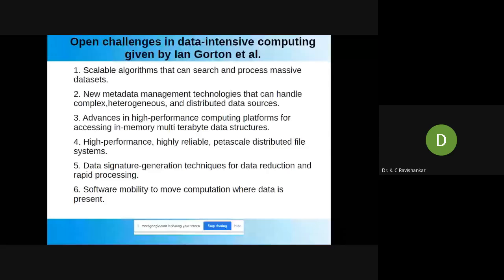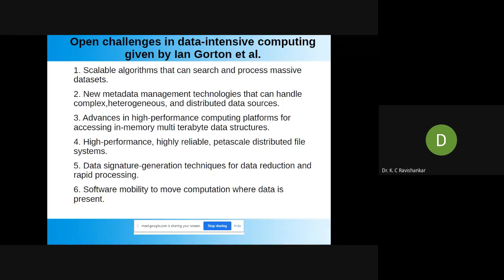New metadata management technologies that can handle complex, heterogeneous, and distributed data sources. Metadata management technologies that can scale to handle complex, heterogeneous, distributed data sources. So the data is complex, it is not homogeneous, different types of data are available, and the data sources are also distributed, very interestingly.